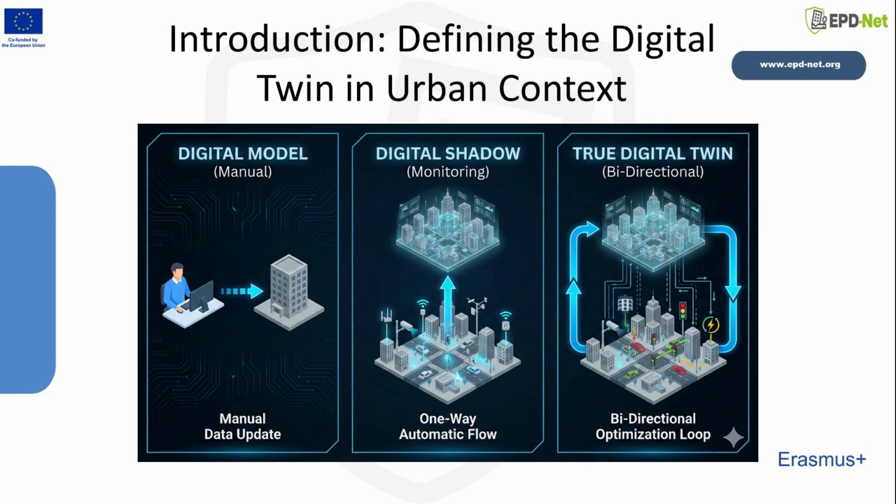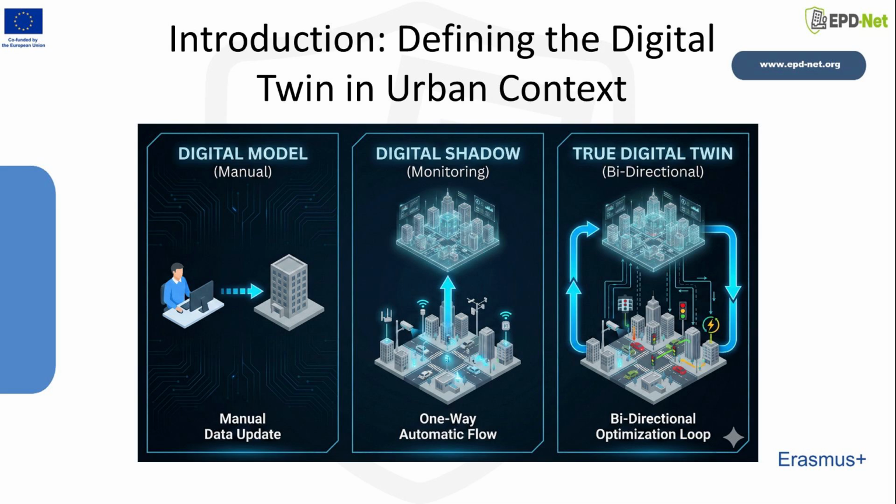On the left, the digital model has dashed arrows. This means data entry is manual. If a building changes in the city, an operator must manually update the file. This is where most 3D city models are today. In the middle, the digital shadow has a solid arrow going up. Sensors automatically update the model, but the model cannot send commands back.